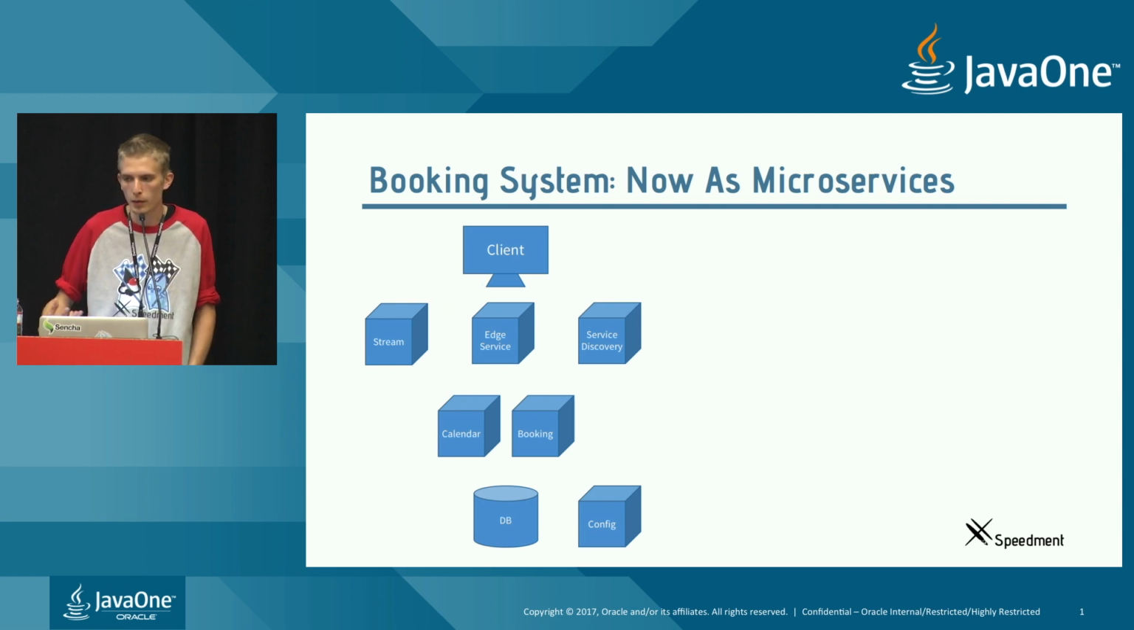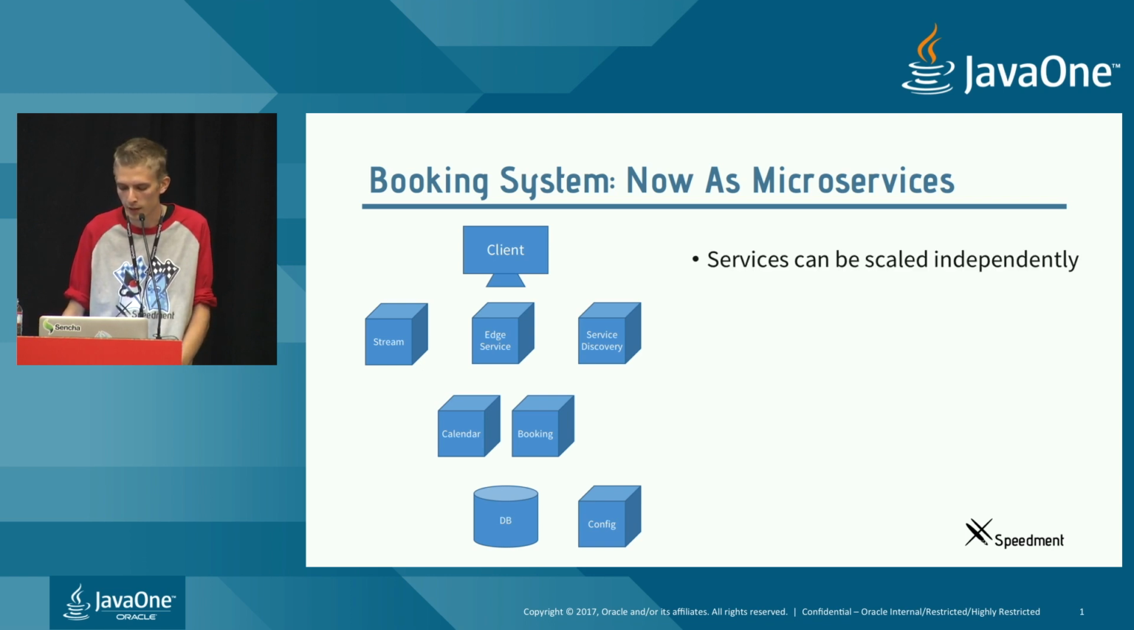So this is the basic setup of the system. What you get for advantages from this is that services can be scaled independently. If you notice that it's getting a response from the calendar service, that's the one thing that takes time from the system. You don't have to scale up the booking system. You don't have to scale up the configuration server or the database. You can basically just scale up the calendar service.